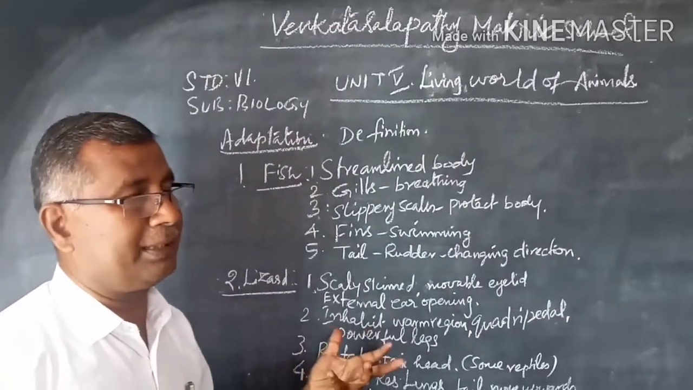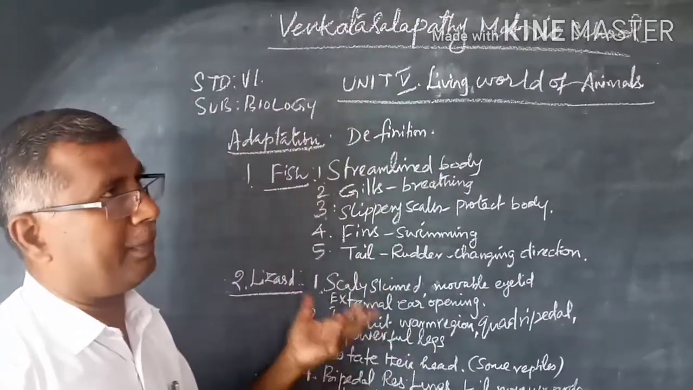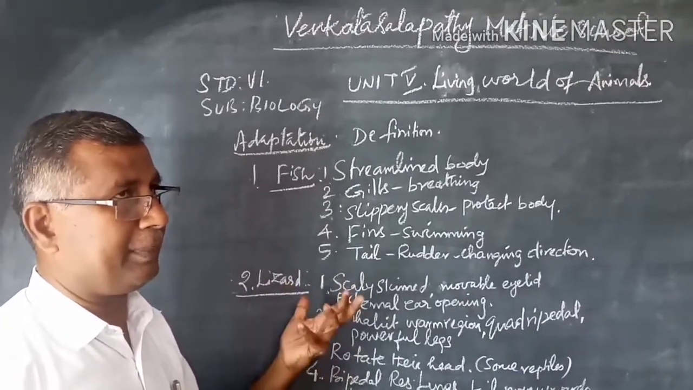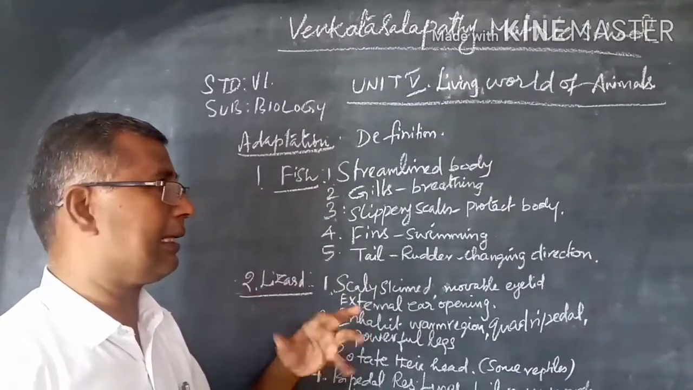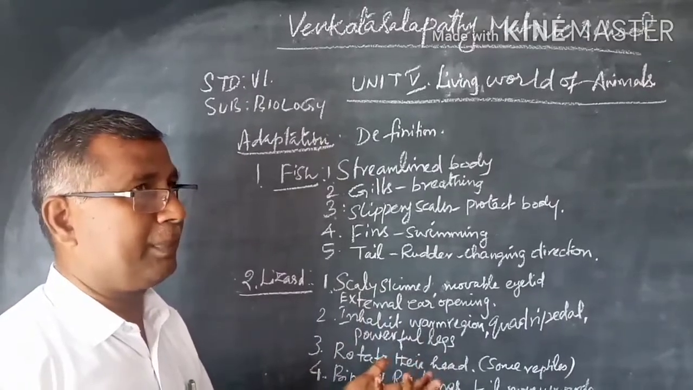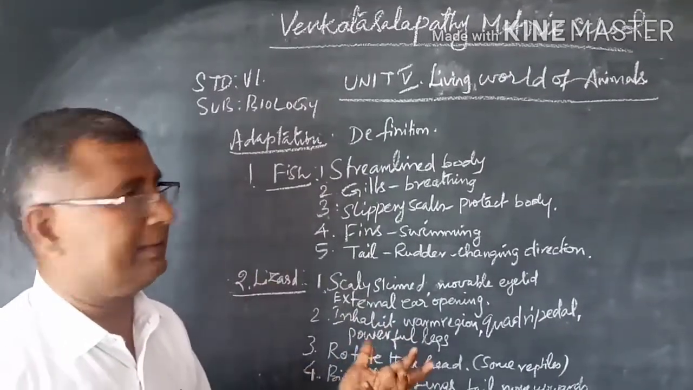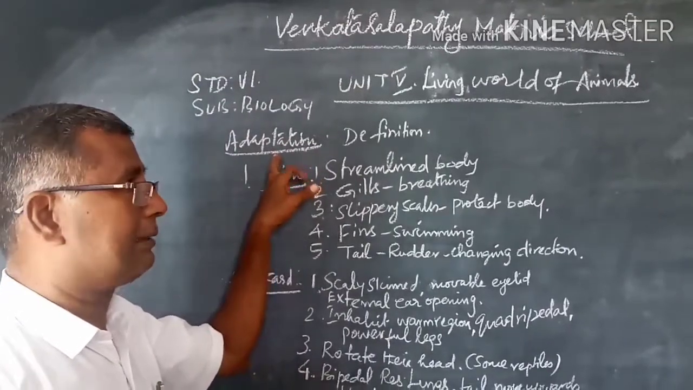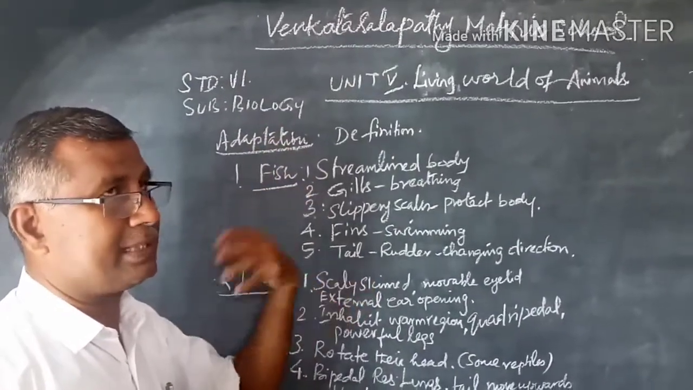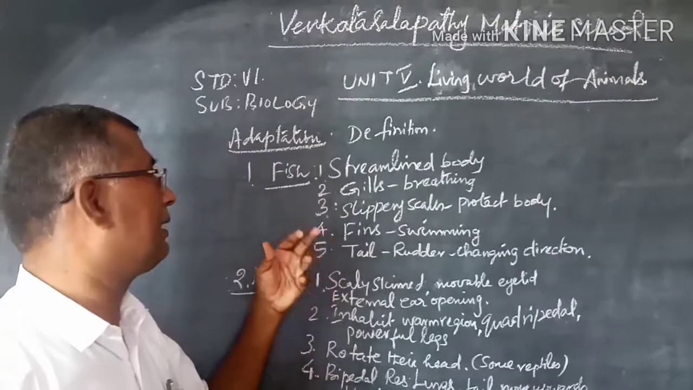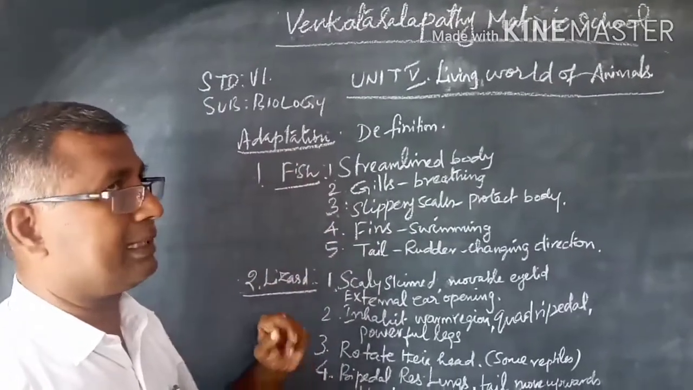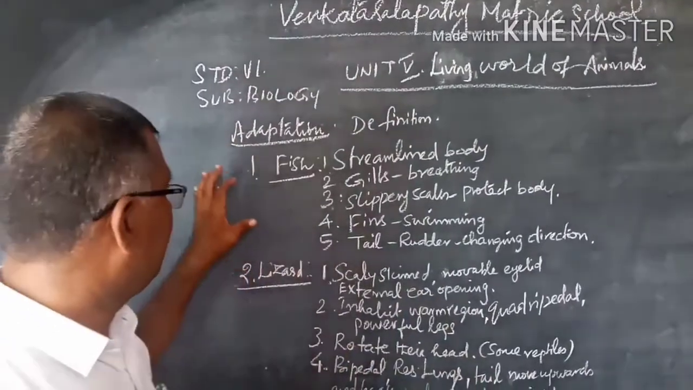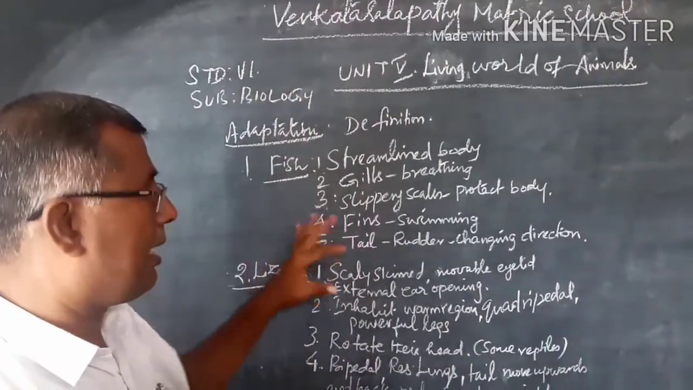What is called adaptation? The animal or plant changes its organs or its temperature or any of its characters according to its living place, according to its habitat. We call this adaptation. Understand? So they have changed themselves to suit the living habitat. In general, we call this adaptation. Now we are going to see a number of animals.